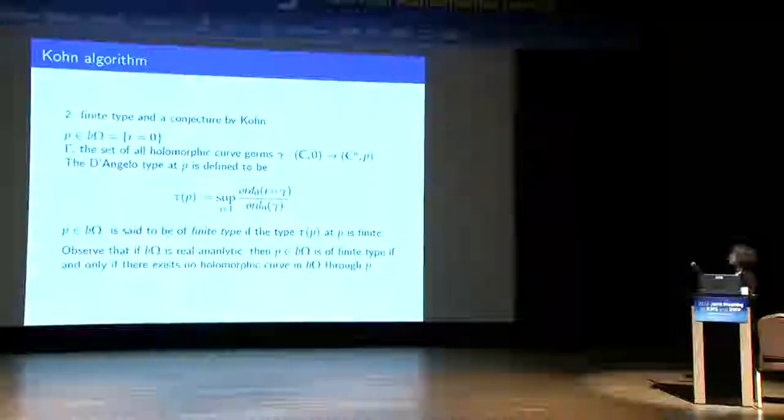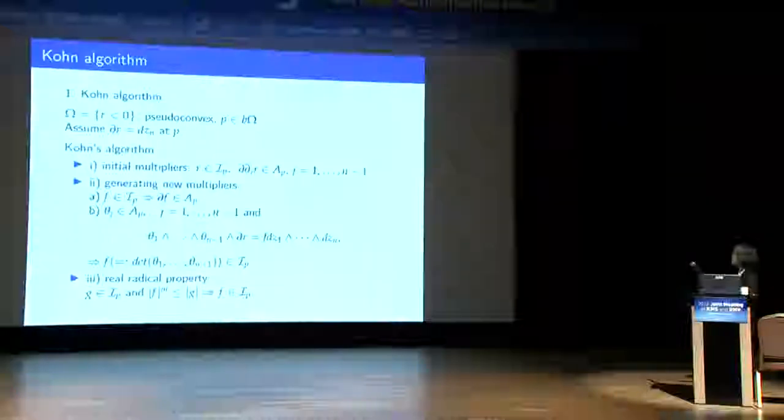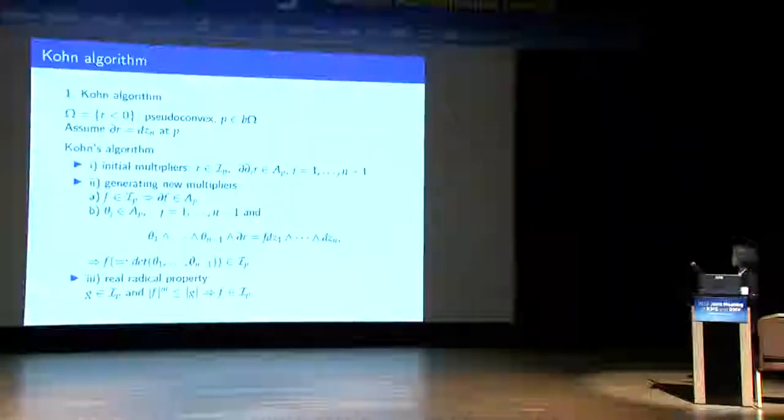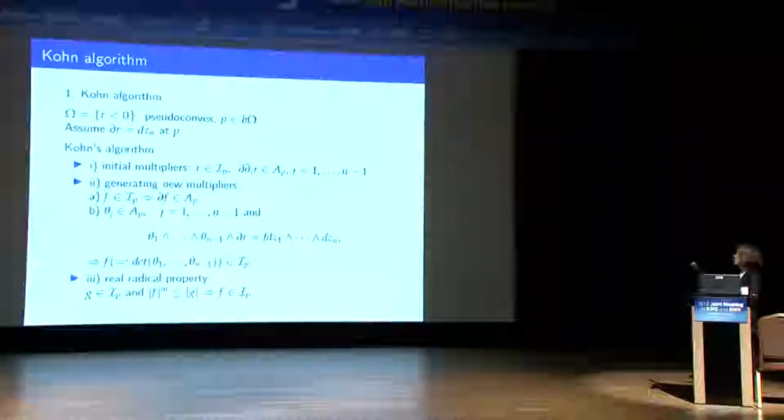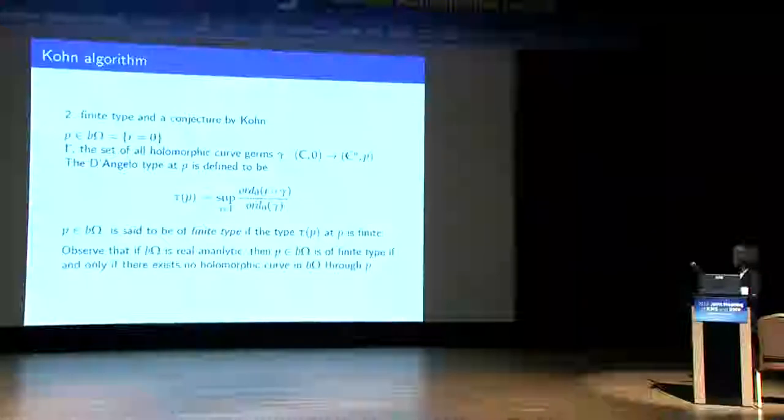Now, we want to construct the constant function 1 through this Kohn algorithm. So if we construct 1 as a scalar multiplier, then we will say that this Kohn algorithm terminates. Then Kohn gave some conjecture on when the Kohn algorithm terminates.